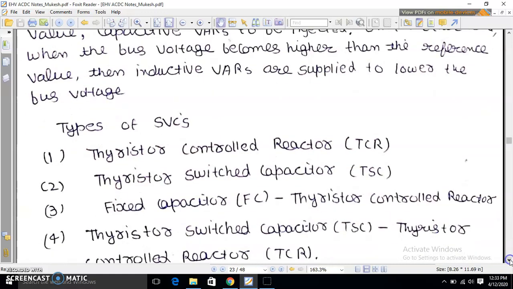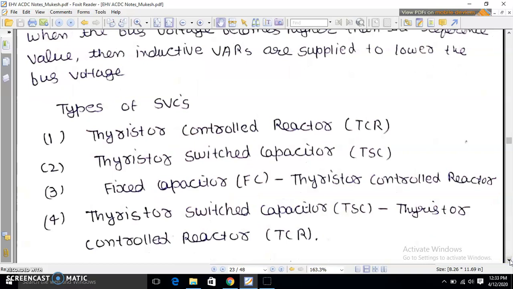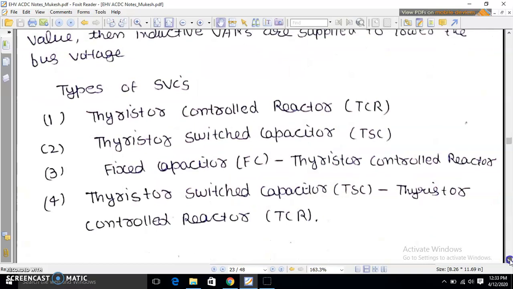TSC, and fixed capacitor, that is FC, combined with thyristor controlled reactor, TCR.